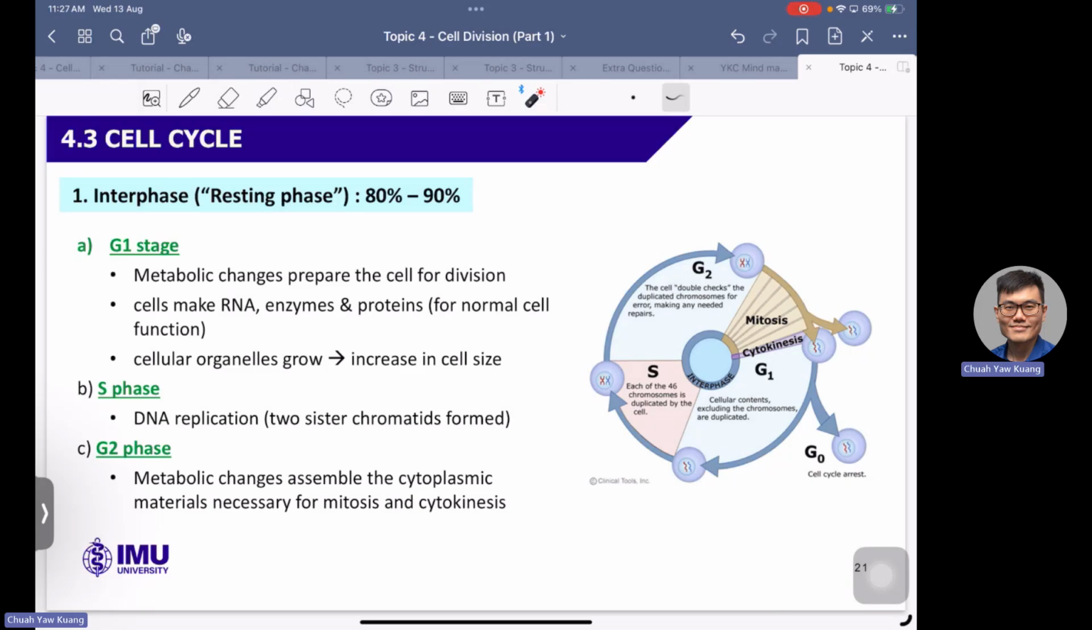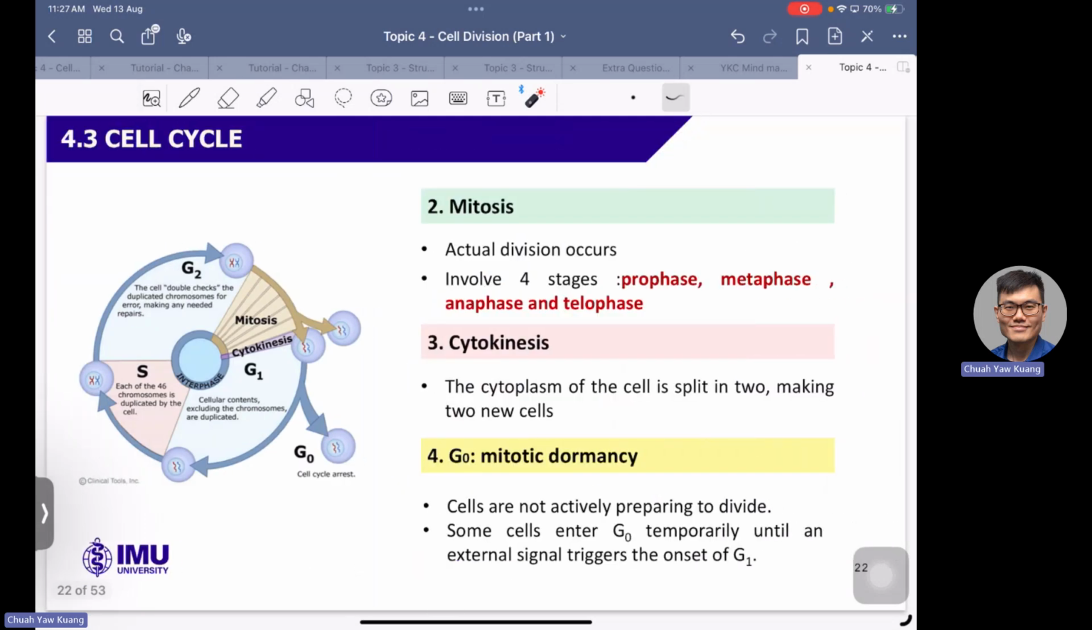Normally this checkpoint will cause apoptosis, and most of the time this apoptosis occurs after S phase or G2 phase. G1 phase normally no. G1 phase is much less, compared to S phase and G2 phase. After the interphase goes through the checkpoint, only then does the cell go through the M phase, that is the mitosis or meiosis.